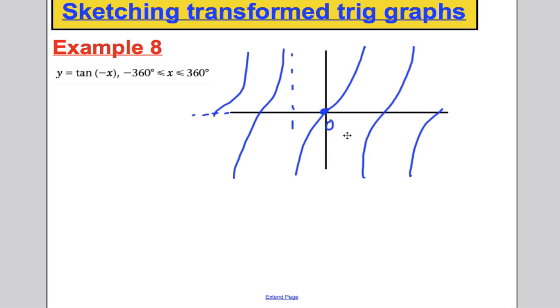So this here was 0, 180, 360, minus 180, minus 360. And tan of minus x, well, the negative x inside the bracket, all it does is it's a reflection in the y-axis.